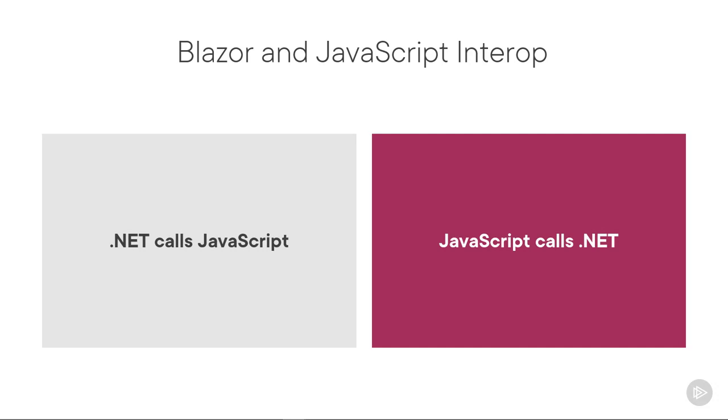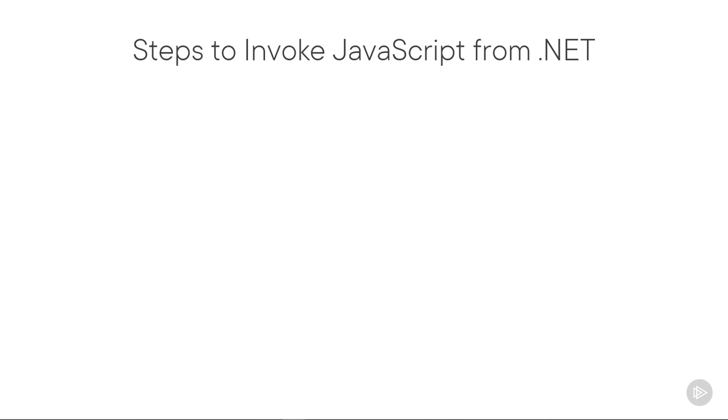In that approach, perhaps a JavaScript component on the surrounding page will trigger an action in Blazor. We will, for the sake of simplicity in this course, focus on the first type of interop, but it's good to know that the other direction also works. Alright, let's see how we can get this interop to work.